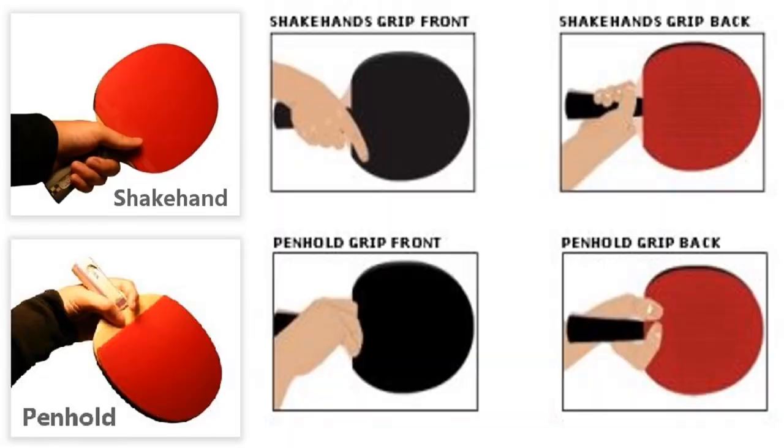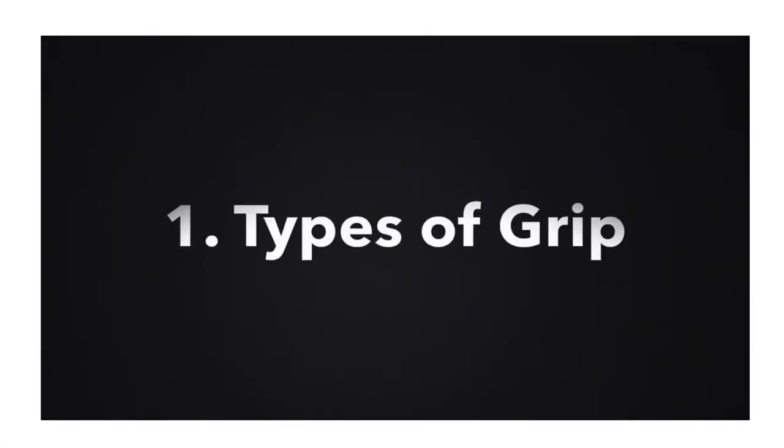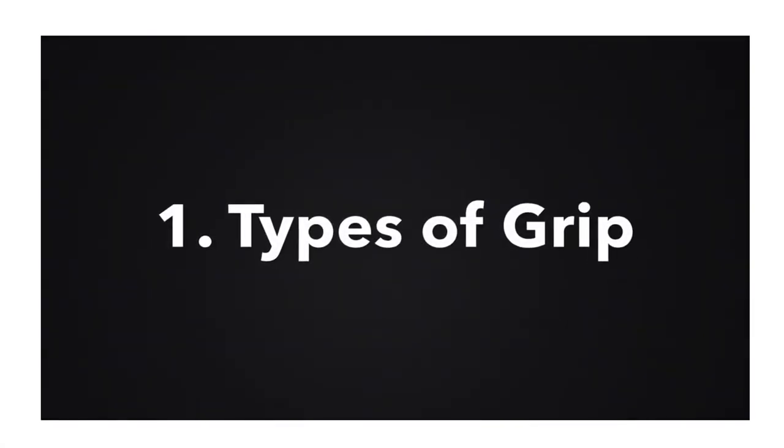There are two ways of holding the racket in table tennis. As you can see in the picture, we have the standard, or handshake grip, and the pen hold grip. First, we will teach you how to hold the racket with the different types of grips.